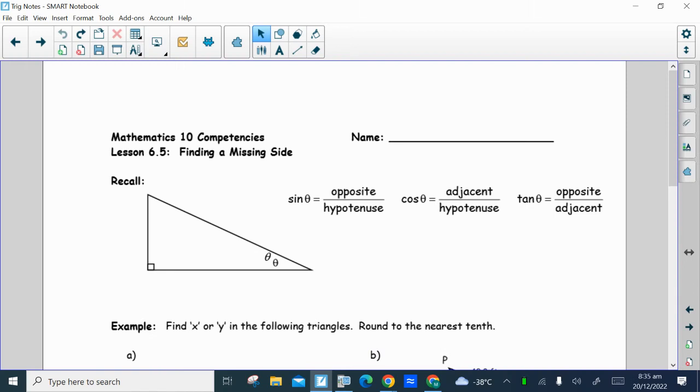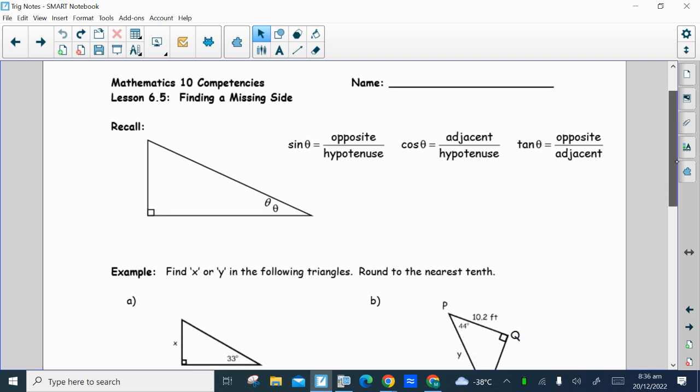So we're going to continue looking at finding missing sides in right triangles. Remember that you need a right triangle to use Pythagorean theorem or our trig ratios. So if you don't have a right triangle, you cannot use the trig ratios or Pythagorean theorem. So there's our three trig ratios.